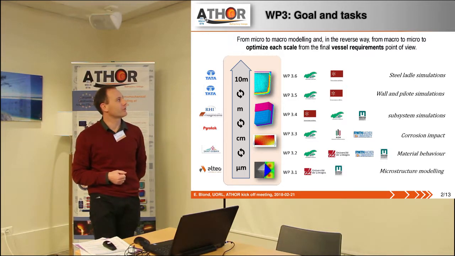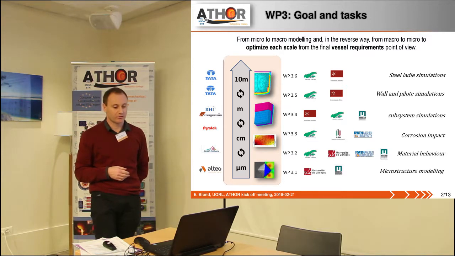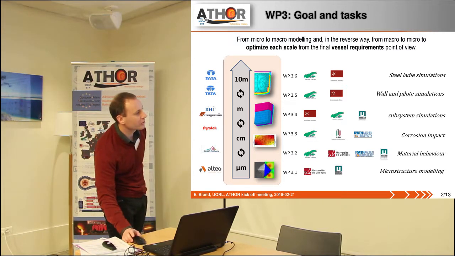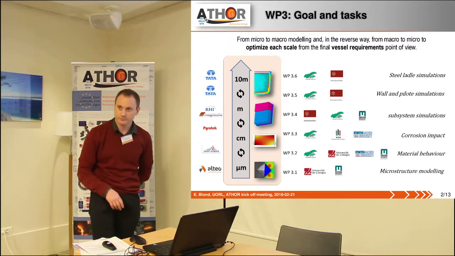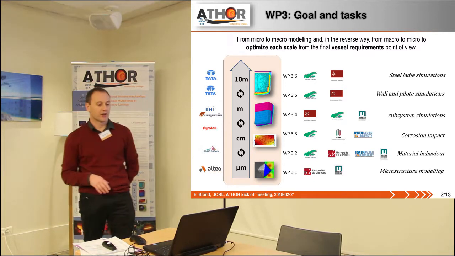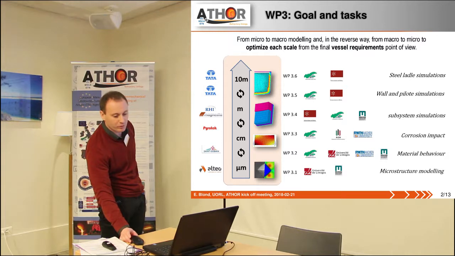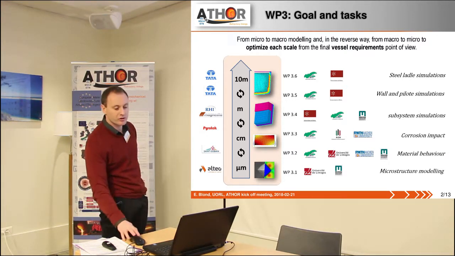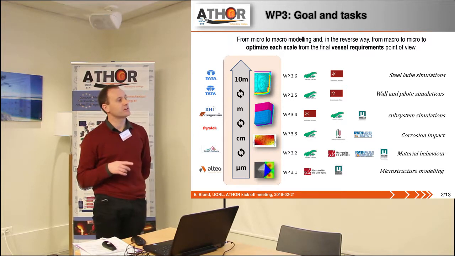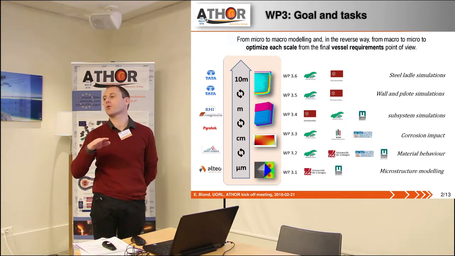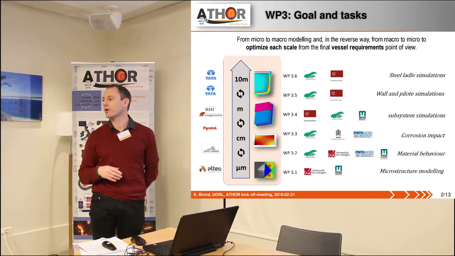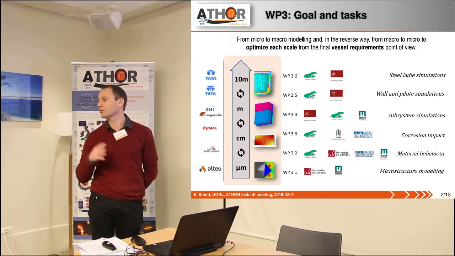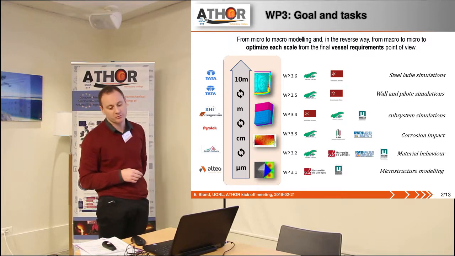To do that, the work package has been divided into 6 tasks. The first one, at the beginning, concerns the microstructure modeling at the micron scale. After, there is the material behavior at the macro scale, the scale of the bricks, and the corrosion impact. The idea here is not to model the slag infiltration and all the chemical reactions, but only the result of the corrosion on the thermomechanical behavior. So it is a simplified approach.